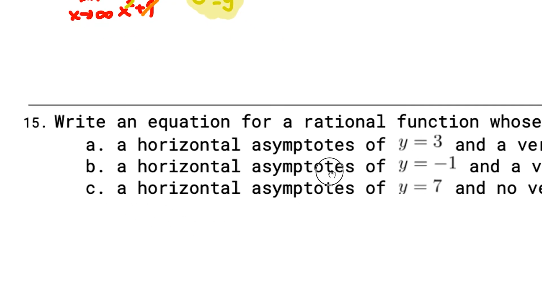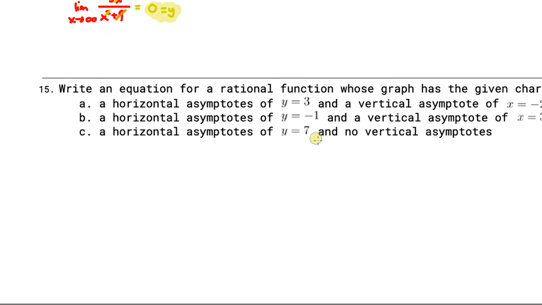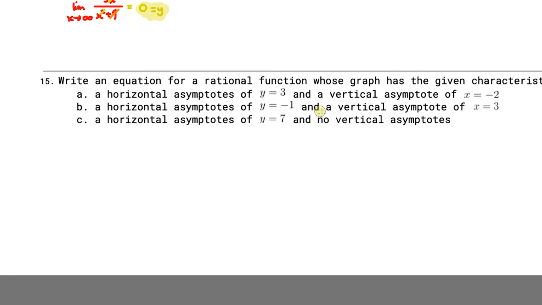And the last one is a little tricky because it has horizontal asymptotes and vertical asymptotes in the same problem, but it's kind of cool. So let's look at A here. This is a horizontal asymptote of y equals 3 and a vertical asymptote of x equals negative 2. Okay, so we need to create a function that has that property.